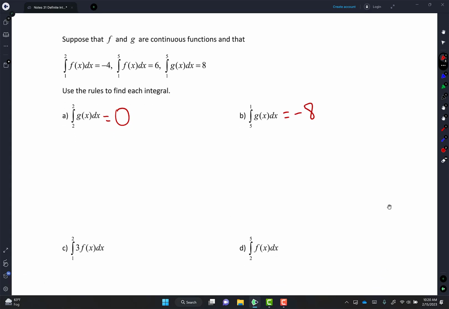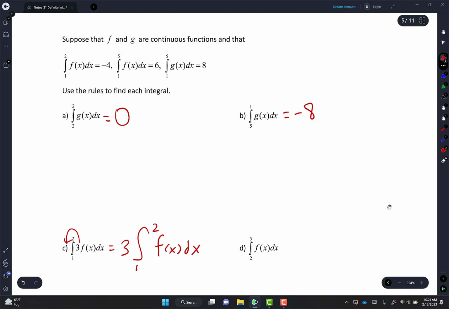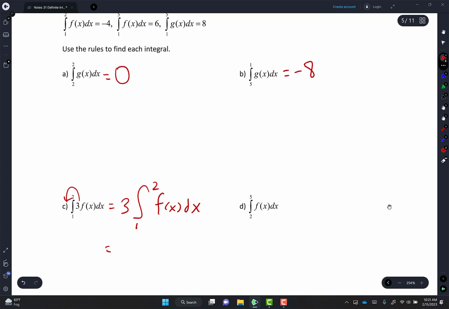Letter C is from 1 to 2 of 3 times f of x. Notice I have a 3 in the front, so I can move the 3 on the outside, and this is the same thing as 3 integral 1 to 2. You don't have to do this. I'm just showing that we're using one of the properties. So what is 3 times negative 4? Negative 12. Yep. Are we okay so far, guys?